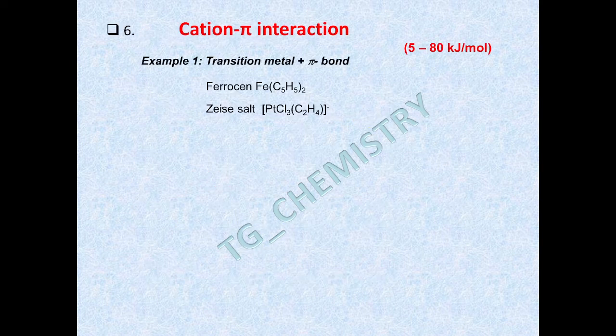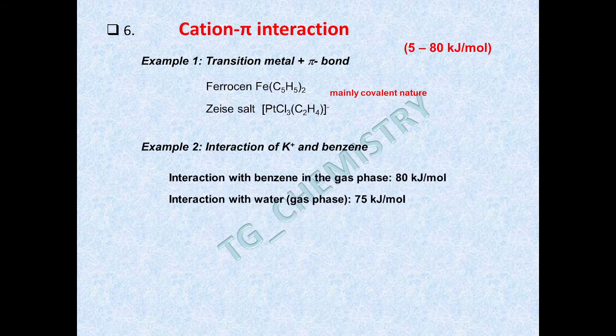Next comes the cation-pi interactions, having energy in the range of 5 to 80 kilojoule per mole. Here the transition metal with the pi bond, you can see with the ferrocene derivative with the Zeise's salt. These are examples of cation-pi interactions, and in that sense these are mainly covalent in nature. And another important example is the interaction of potassium ion with benzene.